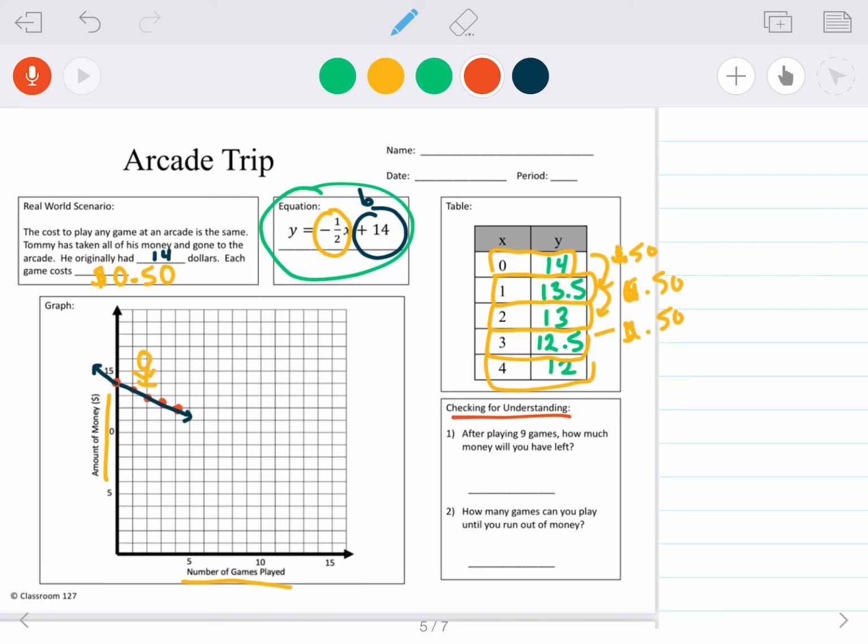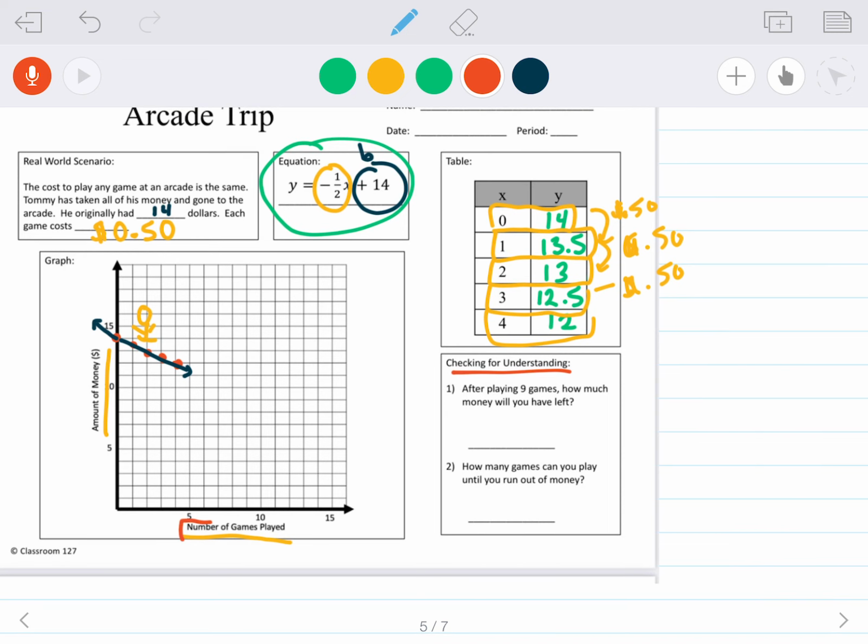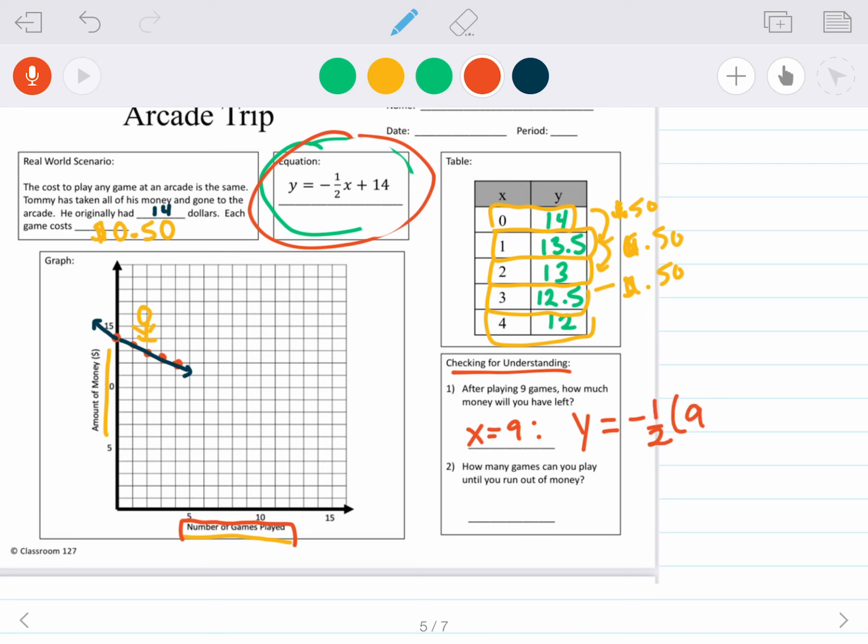Check for understanding. After playing 9 games, how much money is he going to have left? Well, the x value is the number of games, right? That's the x-axis. So when x is equal to 9, the question is, what is y? And we can use our equation up here to answer that. So when x is equal to 9, y is going to be negative 1/2 times 9 plus 14. So that's going to be negative 4.50 plus 14. So that's 9.50. So that's how much money he's going to have after 9 games. Y is 9.50.